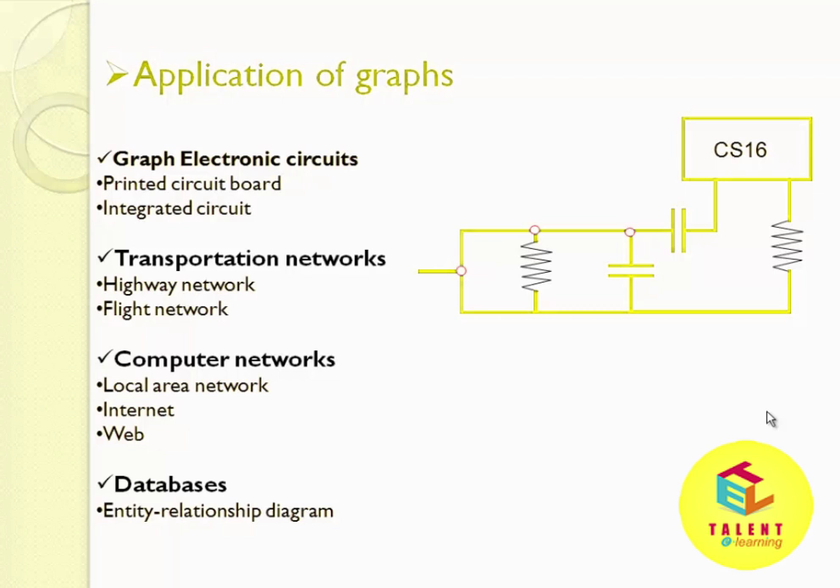They are used in electronic circuits, that is printed circuit board and integrated circuit. Graphs are used in transportation networks, that is highway network, flight network. They are used in computer networks, local area network, internet and web, and databases, that is entity relationship diagram.